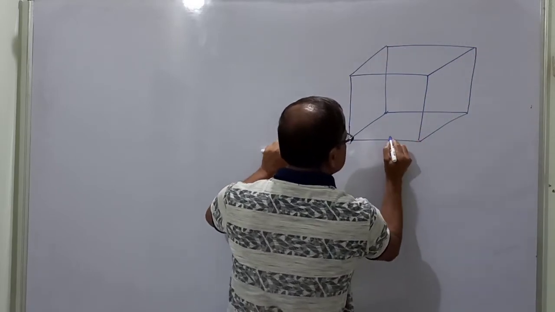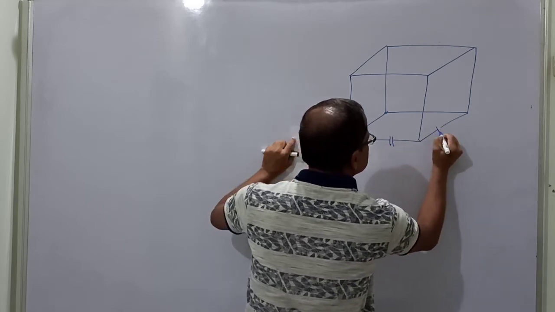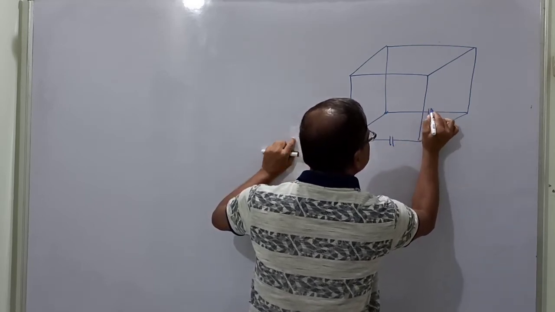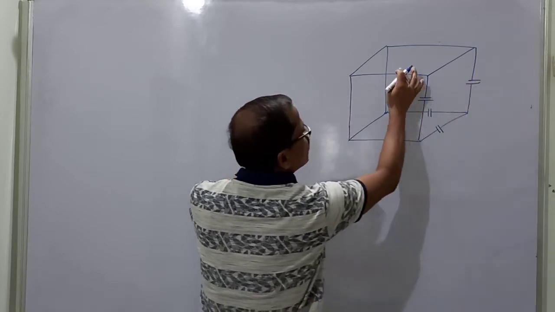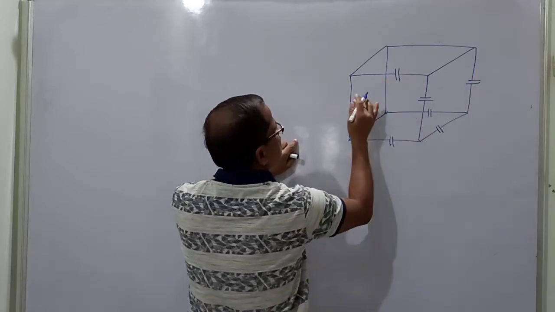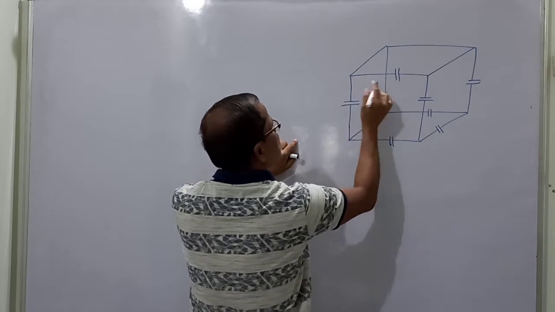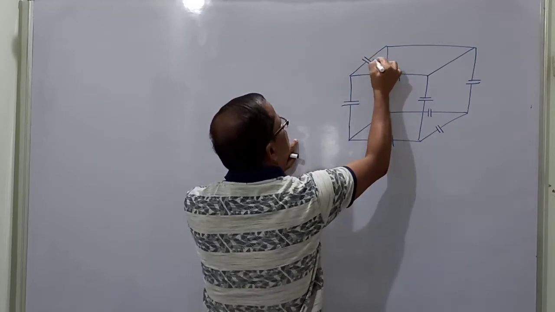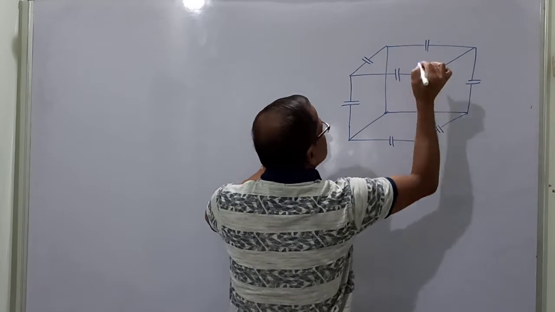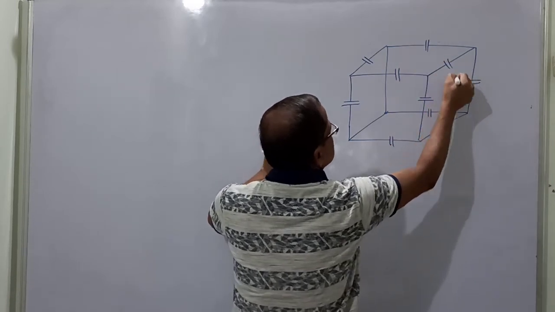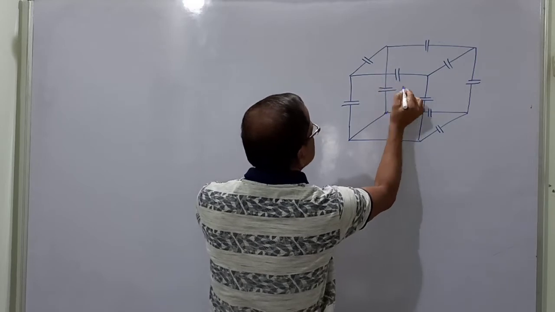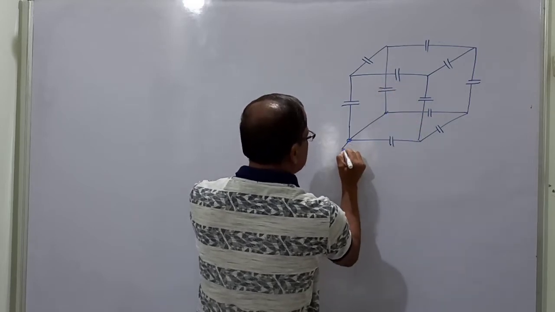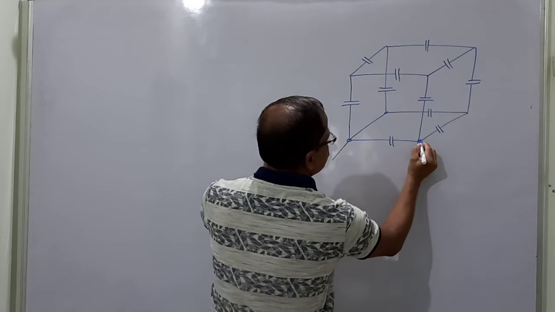Now the capacitors are here, one capacitor, here this is another capacitor, here there is another capacitor. So there are 12 capacitors, because a cube has 12 edges. This is one edge, this is another edge, this is another edge, this is another edge. So you count, there will be 12 capacitors in this circuit. Now my question is to get the net capacitance between the point A and B.